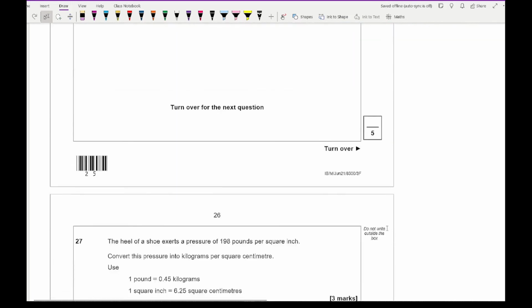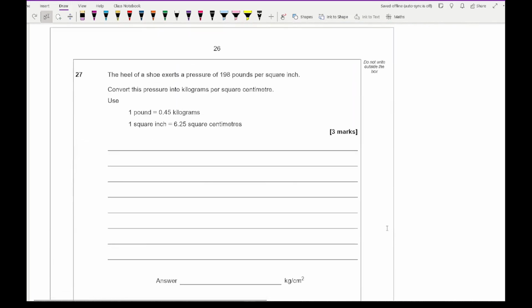Moving on to question 27, it says the heel of a shoe exerts a pressure of 198 pounds per square inch. Convert this pressure into kilograms per square centimetre. And so here we've got our units. Now, what I would suggest that you do is to write this as a fraction. So I've got 198, and that is pounds over 1 square inch.